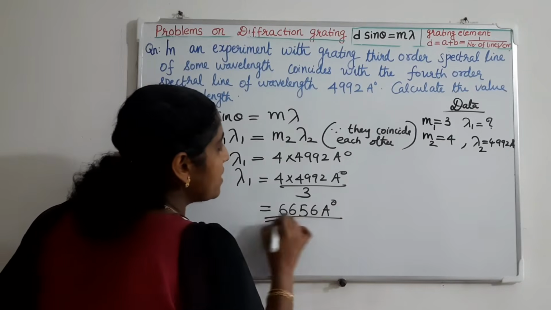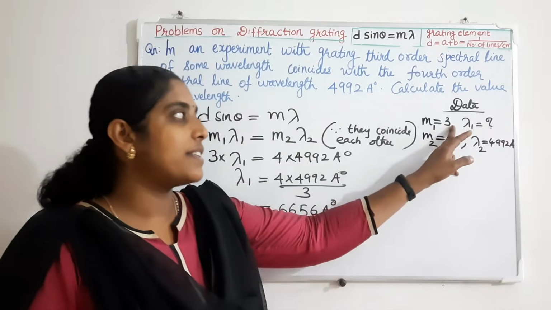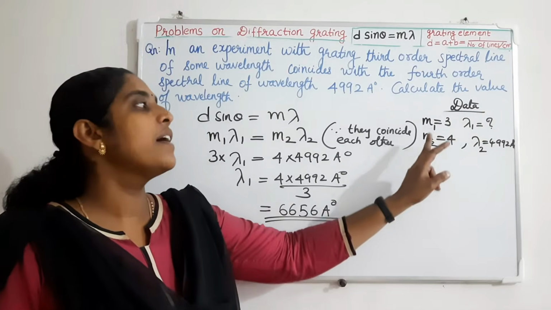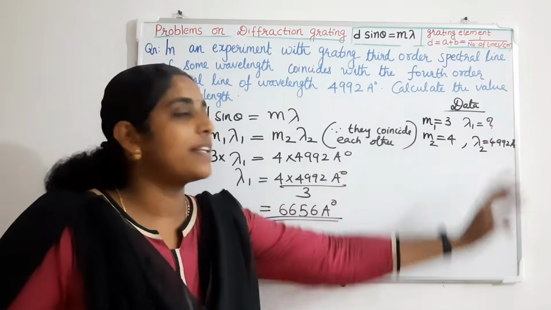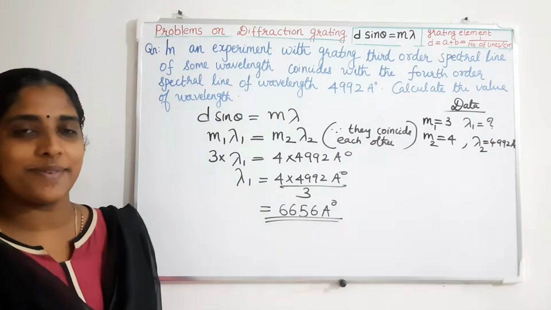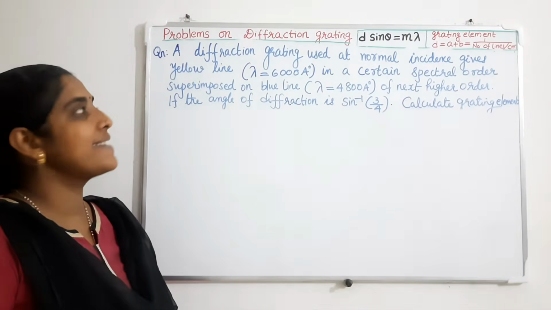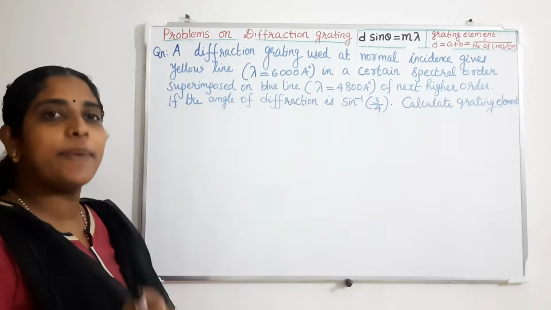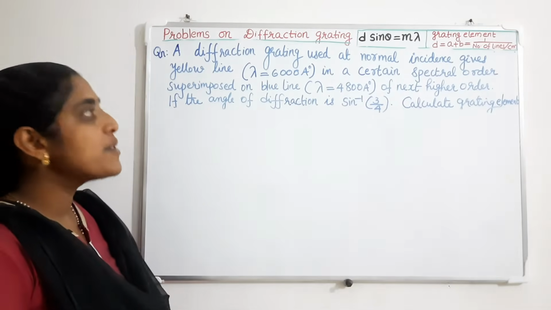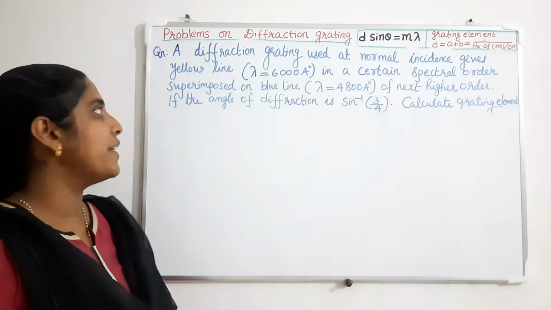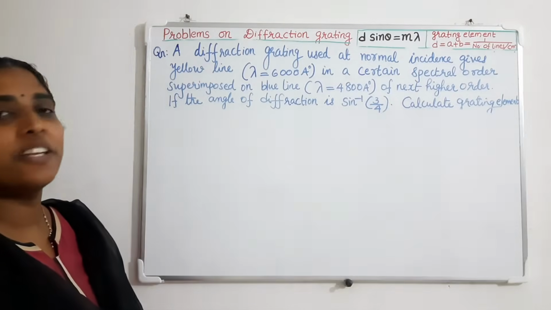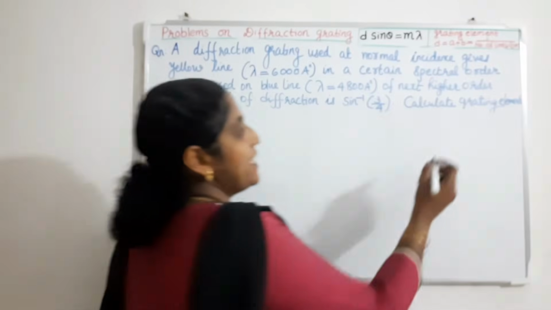So this is the wavelength corresponding to order 3, which coincides with the order 4 of wavelength 4992 Armstrong. See the next question. A diffraction grating used at normal incidence gives a yellow line in a certain spectral order. It is superimposed on the blue line of the next higher order. If the angle of diffraction is sine inverse 3 by 4, calculate the grating element.